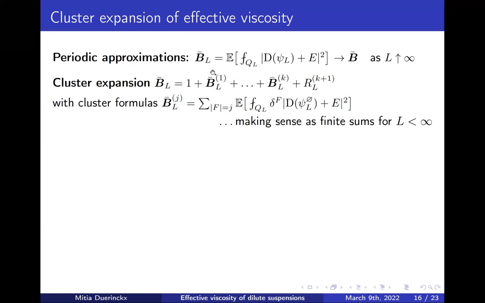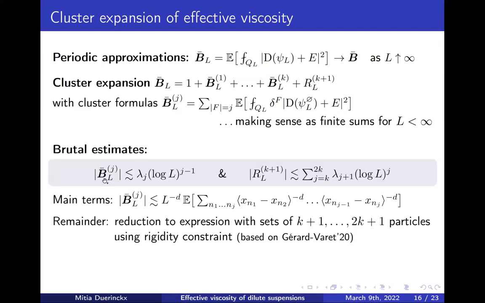So you'd like to show that all the B bar L's are actually converging to something, and that the remainder is bounded uniformly, and you'd like to have estimates uniform in L. So this is, of course, not that easy. If you want to first estimate the different B bar J,L's in this approximation, and you just do brutal estimates, we saw that the cluster term of order J should be of order lambda^J by the general kind of bounds that I showed you.